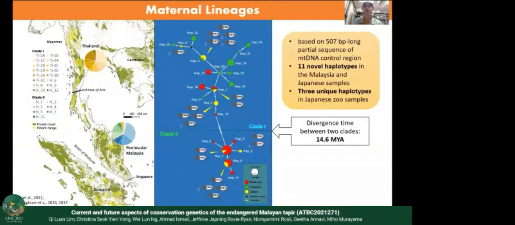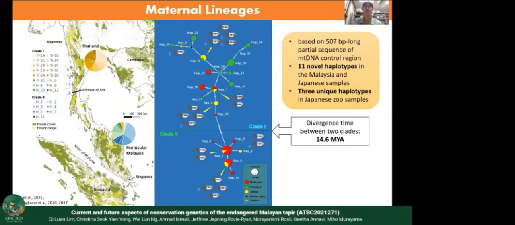The Japanese samples, again, showed to constitute individuals with maternal lineages from both Thailand and Peninsular Malaysia and from both clades. According to the studbook, three individuals with their IDs in red were from Indonesian zoos and were found to share two maternal lineage samples in Malaysia, supporting a closer phylogenetic relationship of the populations between these two regions.